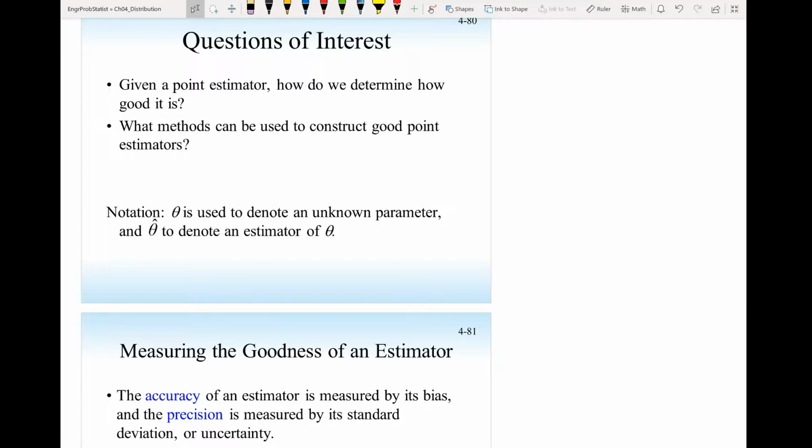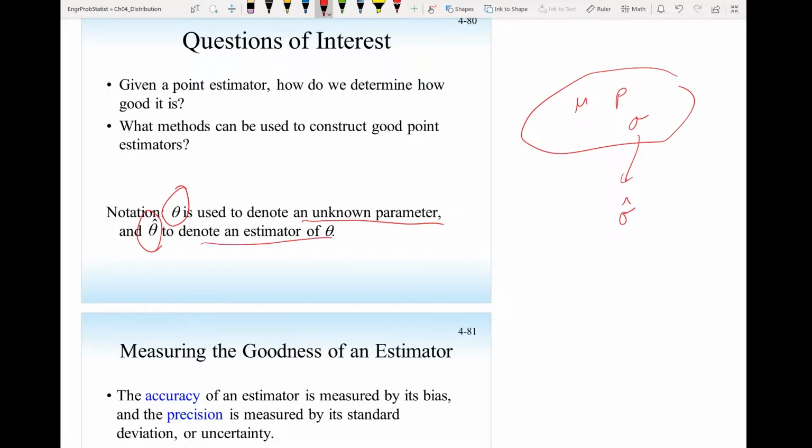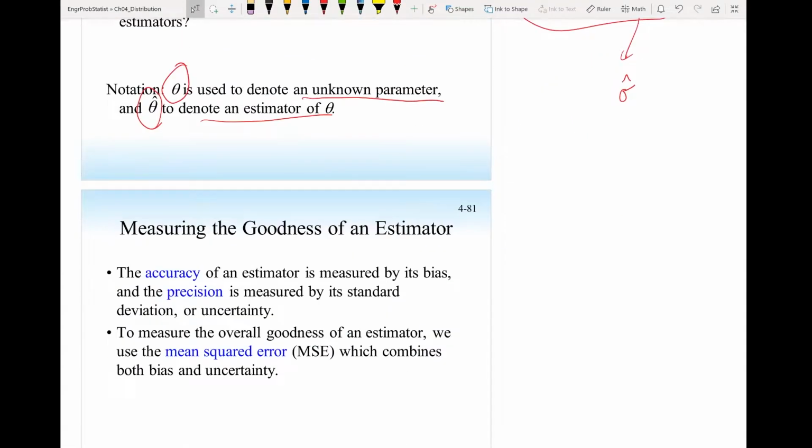Before we start, let's agree on the following. The parameters that we call sometimes mu, sometimes proportion, sometimes standard deviation, we will denote by theta, the unknown parameter. And after we estimate, we will call it theta hat to denote an estimator of theta. Now the first question: how do we determine if the estimate is good or not?